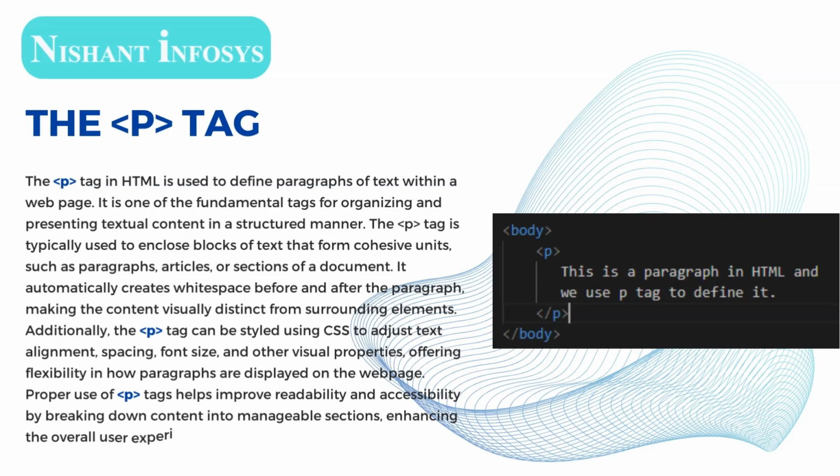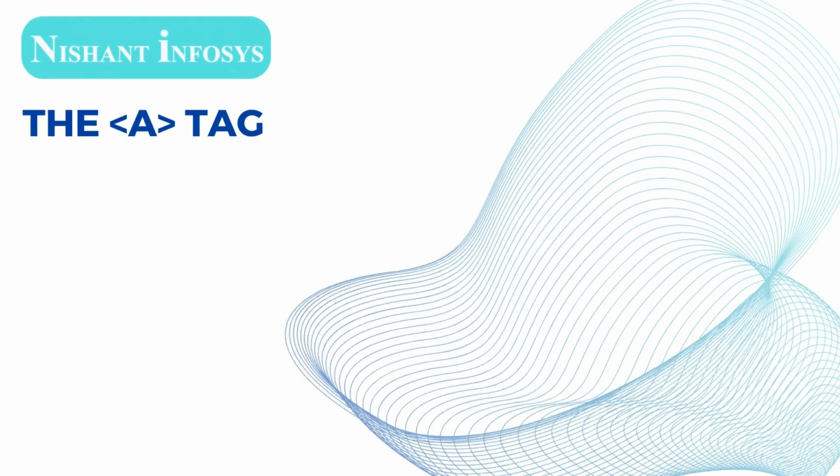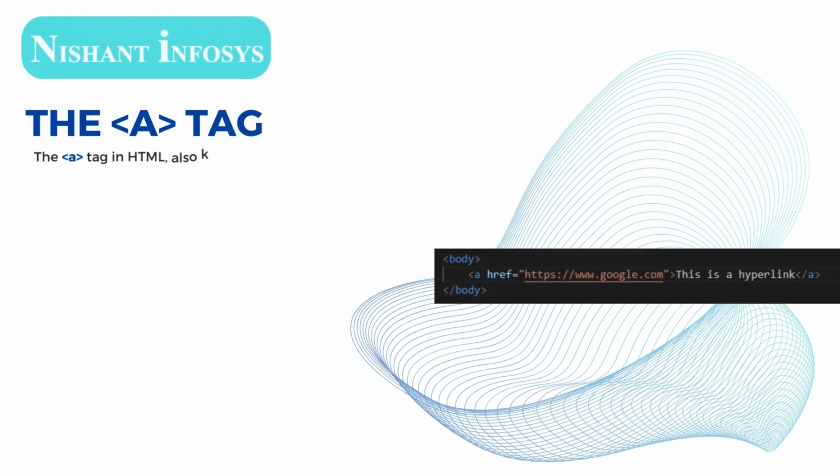Proper use of P tags helps improve readability and accessibility by breaking down content into manageable sections, enhancing the overall user experience. The code snippet shows how the P tag can be used to define a paragraph in our HTML document. And this is the output of the previous code snippet. Now let's discuss the A tag.